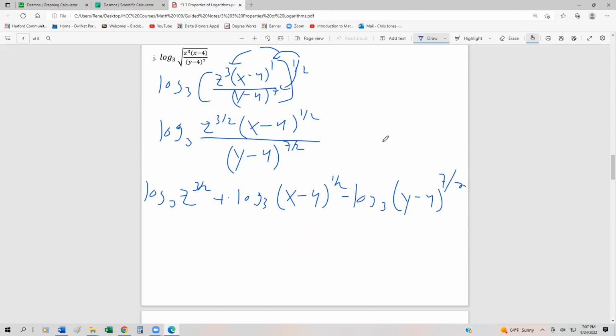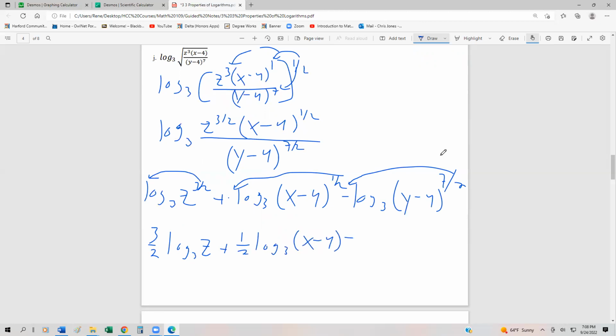And then finally, we could use that rule where we take all the exponents and rewrite them as coefficients for our logarithms. And so our final answer is going to be 3/2 log base 3 of z plus 1/2 log base 3 of x minus 4 minus 7/2 log base 3 of y minus 4. And that's going to be our final answer for the expanded logarithm.